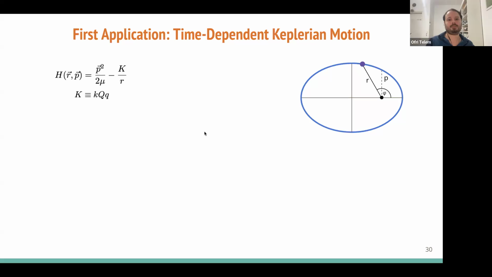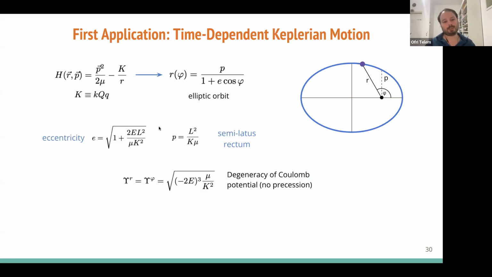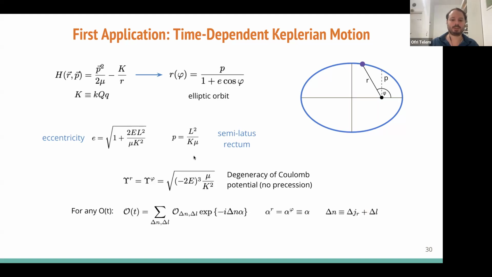Okay, so a little bit about Keplerian motion. Now we specialize to just a Coulomb potential, and that leads to an elliptic orbit. We can link these orbital parameters, the semi-latus rectum and the eccentricity, to the angular momentum and energy of the problem. Note that the energy is negative because it's a bound orbit. And the two fundamental frequencies are equal. This is a result of symmetry. You might have heard about the Runge-Lenz vector or the SO(4) enhanced symmetry of the Coulomb problem. So that's what it is.